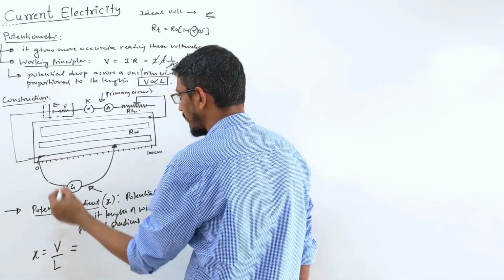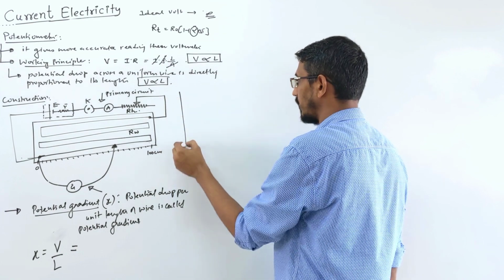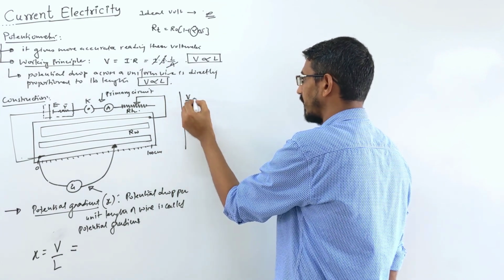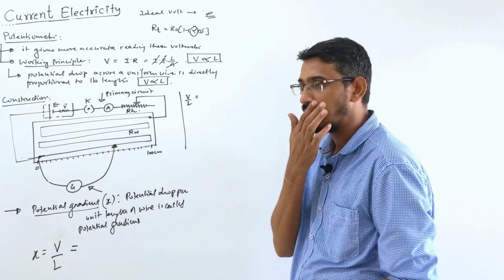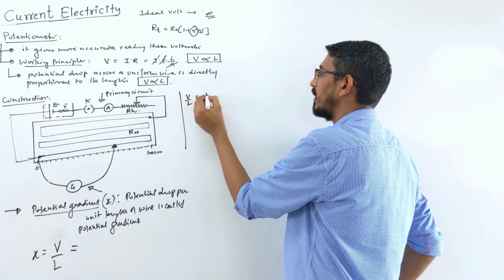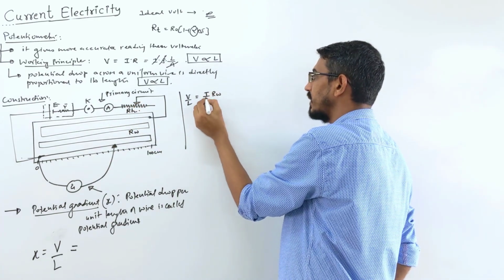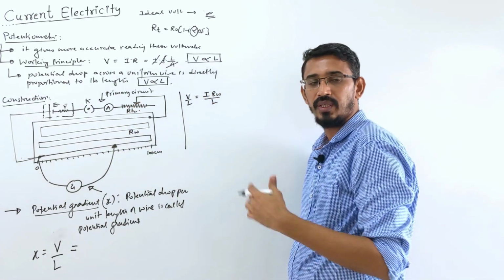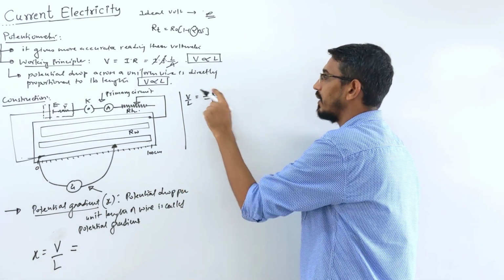What is voltage inside this wire? You don't need to write these. I'm writing a shortcut, I'm saying V by L. Watch carefully. Voltage is what? Current into resistance. Correct. So V you can also write as current I in the wire, into the resistance of the wire. If you know the current and resistance of the wire, you can write your potential gradient this way also.